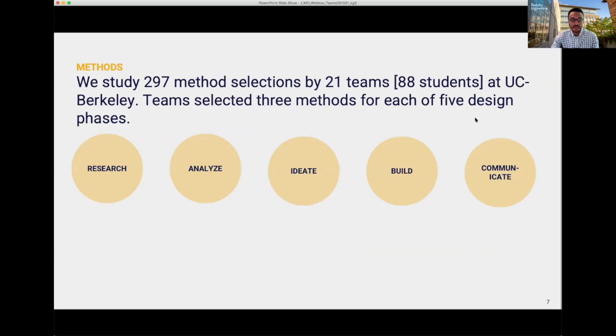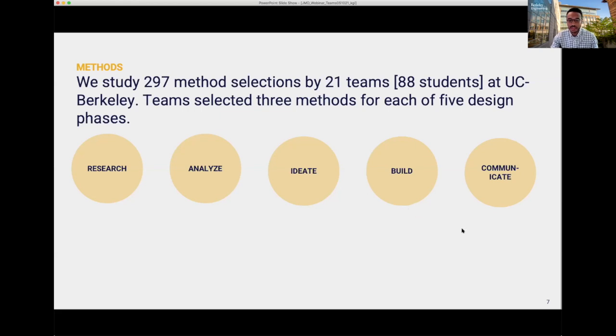For this study, we draw upon approximately 300 different method selections by 21 student teams. This is 88 students at UC Berkeley who are engaged in a semester-long human-centered design course. Here are the 5 phases of the design process that teams went through. And after each phase, they had to select 3 methods which they wanted to utilize.